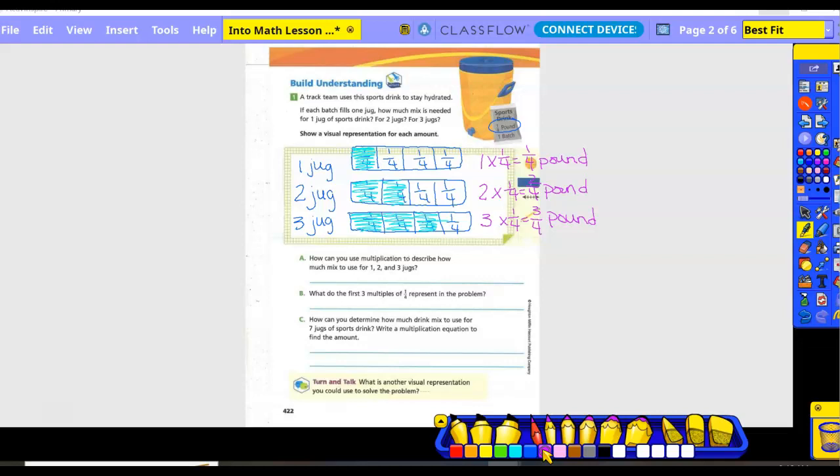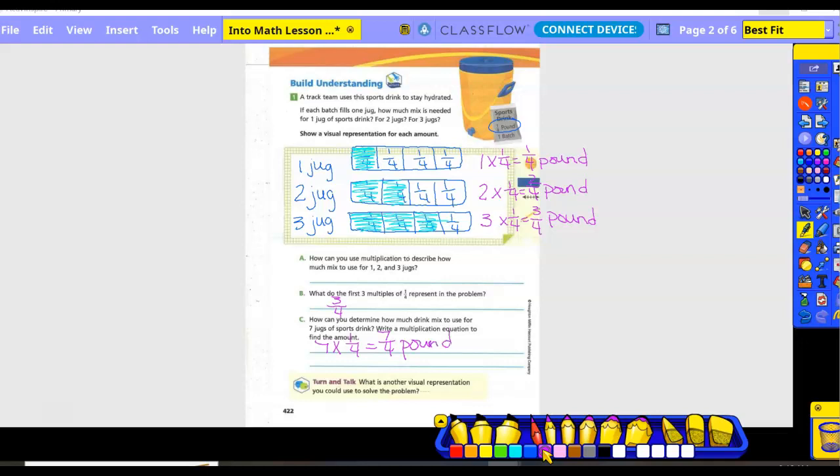So what do the first 3 multiples of 1/4 represent in the problem? So what was 3 of them? 3/4. How can you determine how much drink mix to use for 7 jugs of sports drink mix? So what would we do? If we had to do 7 jugs, we would color in how many squares? 7, right? So 7 times 1/4 equals what? 7/4 of a what? Pound.